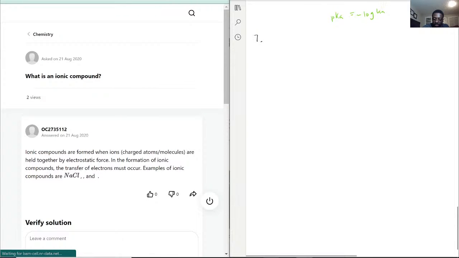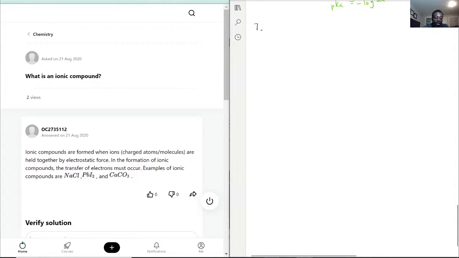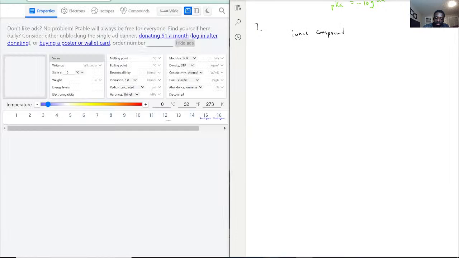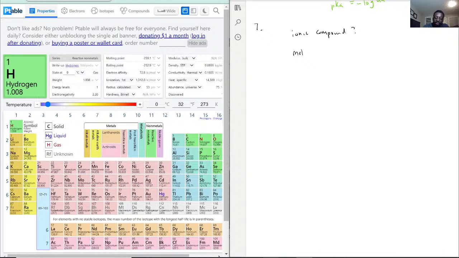What is an ionic compound? We did touch on this a little bit, but just to elaborate again, an ionic compound can be simply broken down. I'm going to put a little question mark there, as in what is it? So an ionic compound is a metal and non-metal, and it needs at least one of each, because as we saw with the sodium hydroxide, that's an ionic compound.